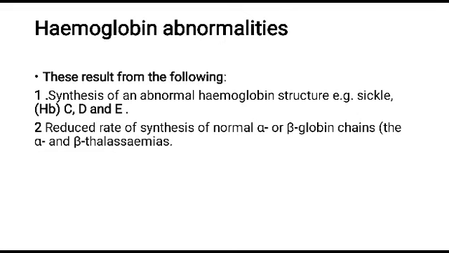If there is a reduction of one of them, the other one will be free. So if beta is reduced, the alpha chain is in excess, and it will not find the other beta counterpart to bind to it. So it will be free inside the cell, and it will precipitate inside the cell, causing its hemolysis.